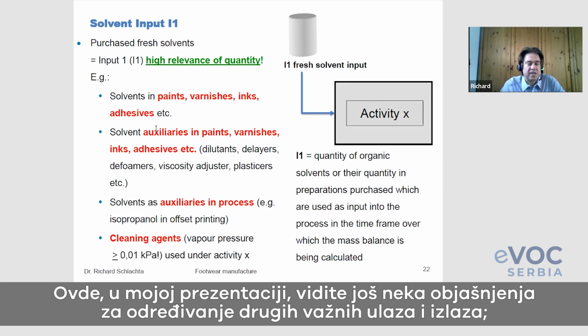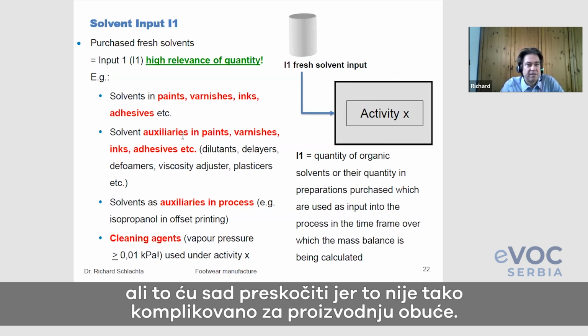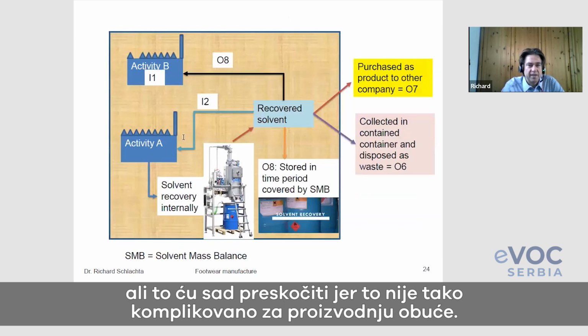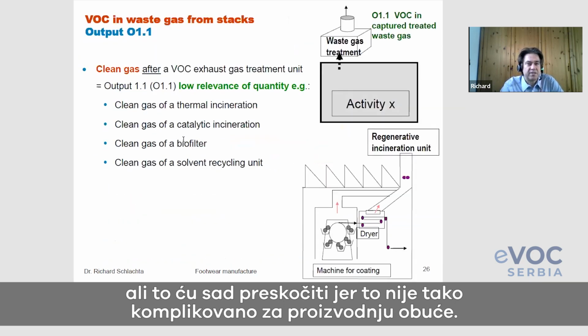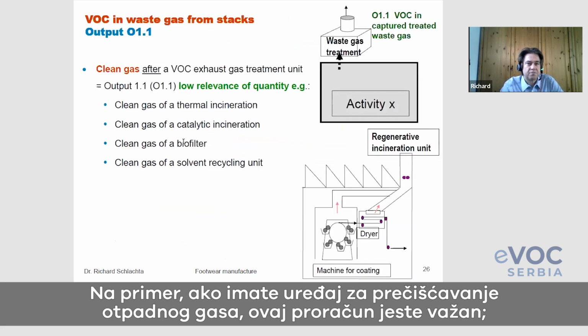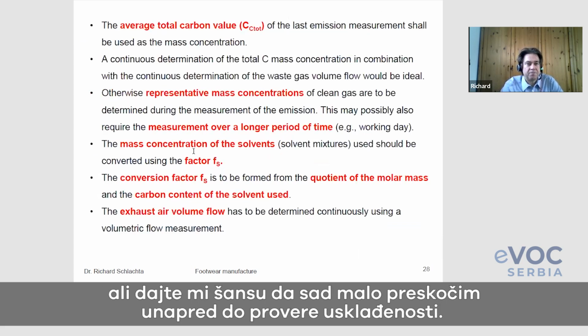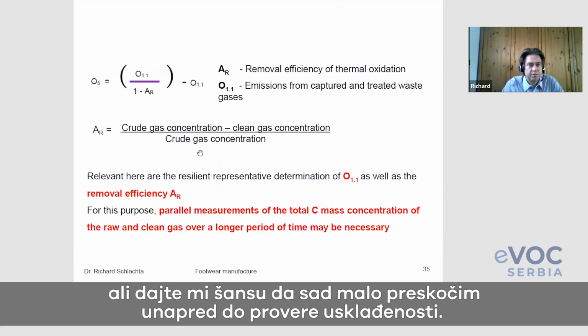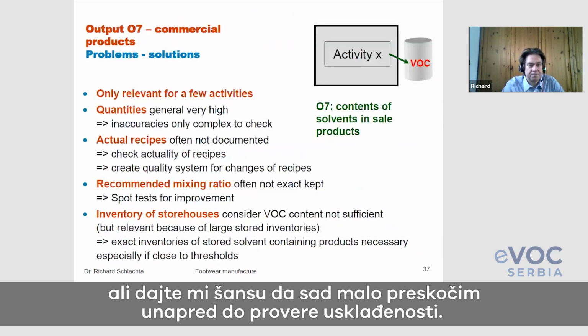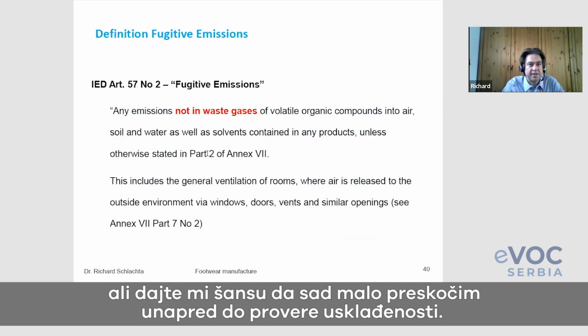Yes, so here in my presentation, you see more explanations on how to determine the different important inputs and outputs. I will skip this a little bit, because for shoe manufacturing it's not so complicated. If you have a waste gas abatement, then of course it's important to do all these determinations. But give me a chance to jump to the compliance check.